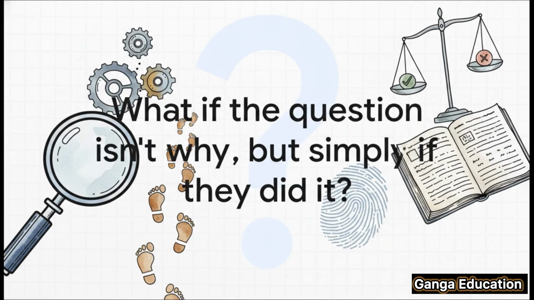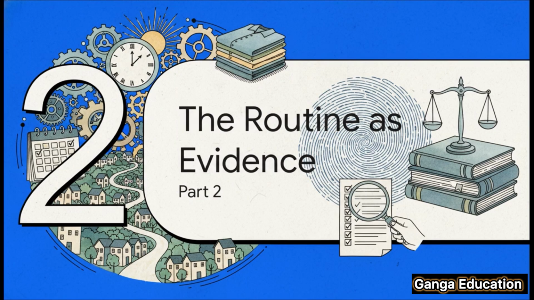Okay, so we've seen how patterns can prove someone's intention. But what about an even more basic question? Not why did they do it, but simply, did they even do it in the first place? How do you prove a simple action even took place? And this brings us to the second legal tool for today. Now here, we're not looking for a suspicious pattern of unusual events. Instead, we're looking for the comforting, predictable pattern of a well-established routine.